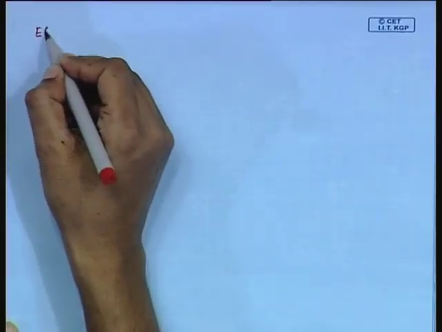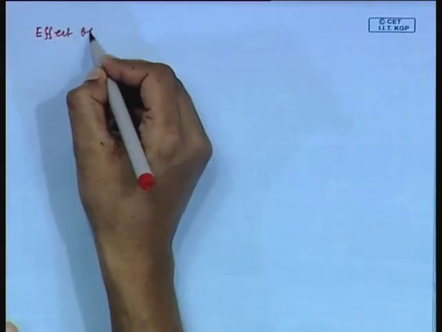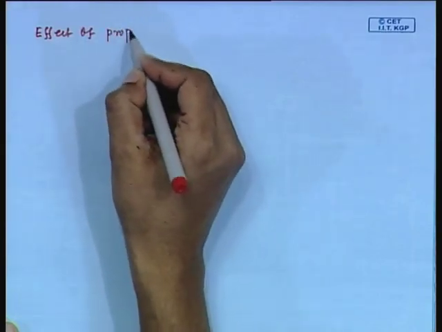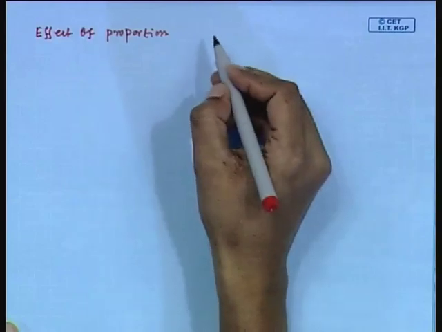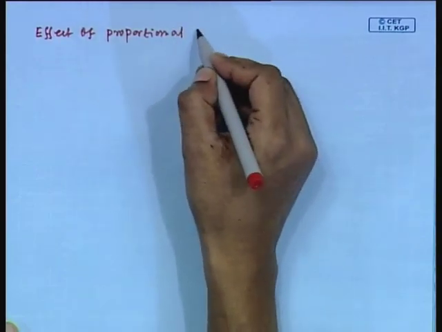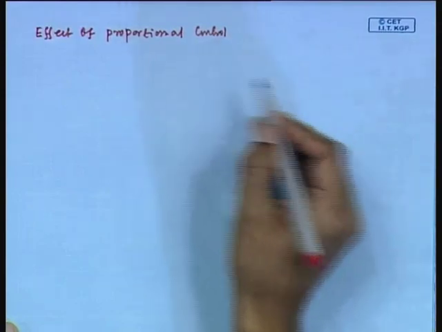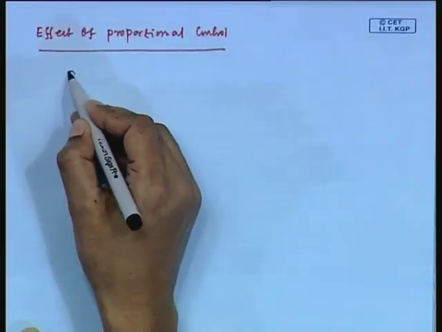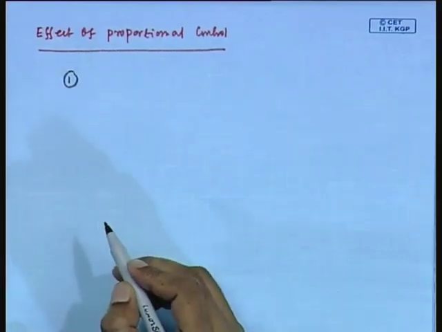So, first we will discuss the effect of proportional control. We can write proportional action or proportional control, because it only includes the proportional action. For this purpose, we need to consider one process, an open loop process. So, first we will consider an open loop process.